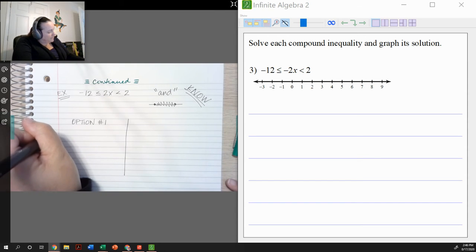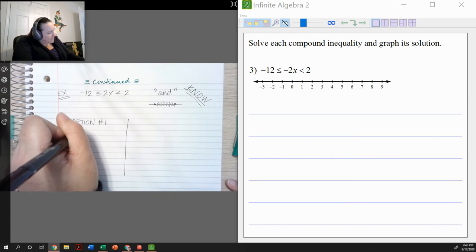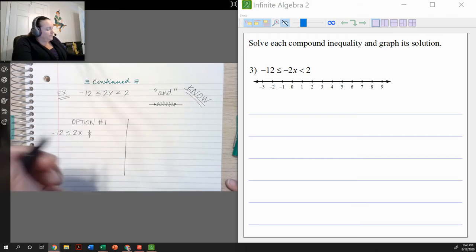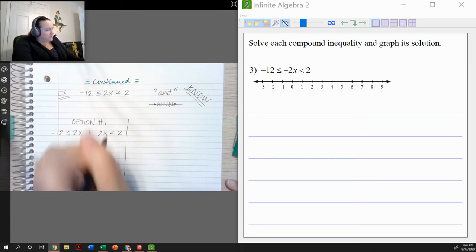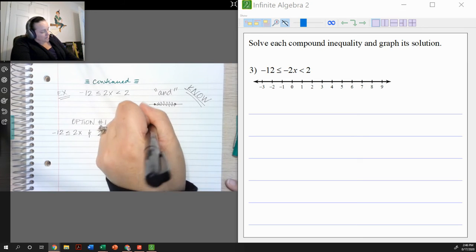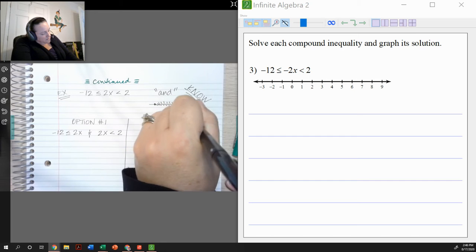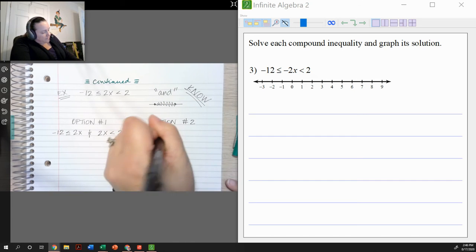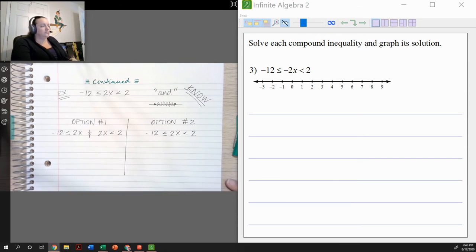And so how do I break it? Negative 12 less than or equal to 2x, and I'm just going to use an and symbol, 2x less than 2. All right. Option number 2, negative 12 less than or equal to 2x less than 2.